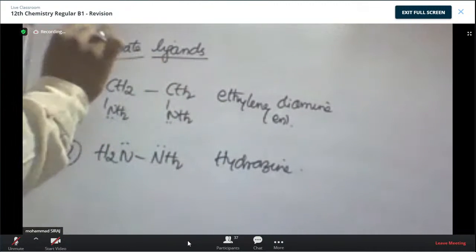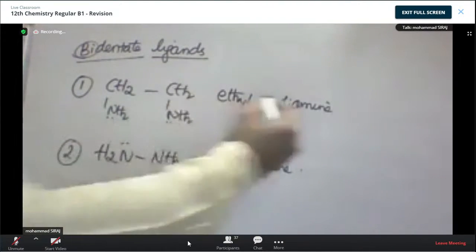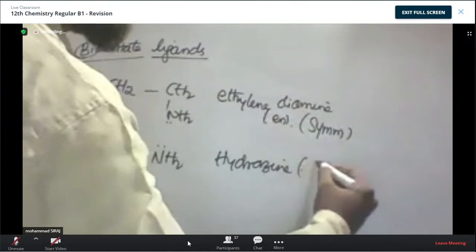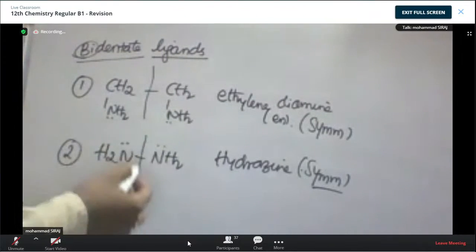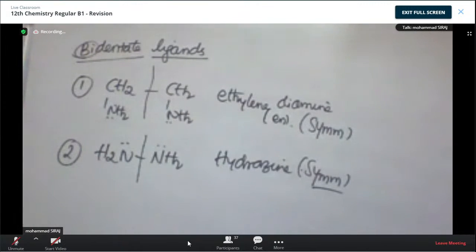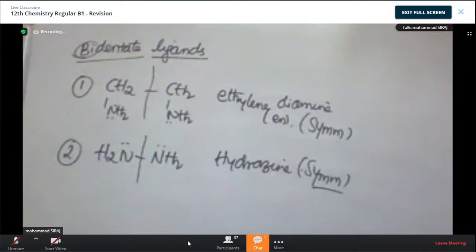Okay. Now tell me, is this a symmetrical bidentate ligand or an unsymmetrical bidentate ligand? It is a symmetrical bidentate ligand. Why? Because if you put one plane like this, both parts are equal. That's why these two are symmetrical bidentate ligands. Are you getting the points or not? Tomorrow they will ask whether it is symmetrical or unsymmetrical bidentate. If they ask directly, you can write that ethylene diamine is a symmetrical bidentate ligand.